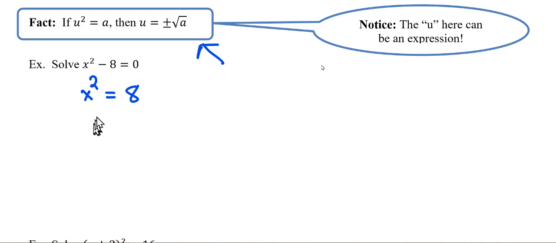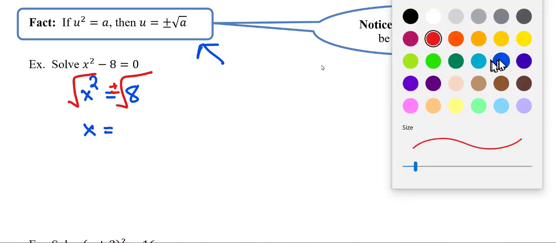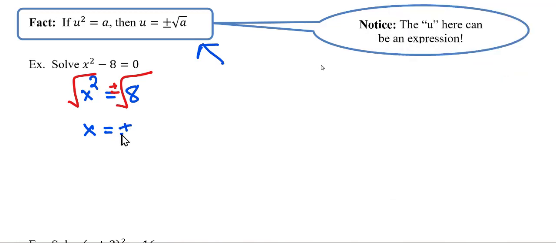Okay, so then I can square root both sides of this equation, is what you'll sometimes hear people say. Don't forget the plus or minus when you do that. And you get x equals plus or minus the square root of 8. And of course, we want to simplify that root to 2 root 2, since 8 is 4 times 2.